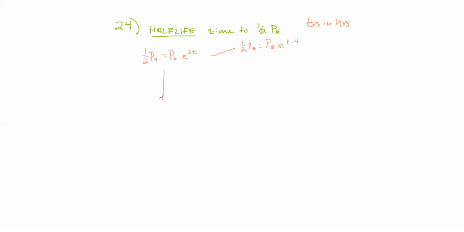And then 1/2 P naught equals P naught e to the k times 10. And so this is the half-life for pregnant people. And this is the equation for people who are not.